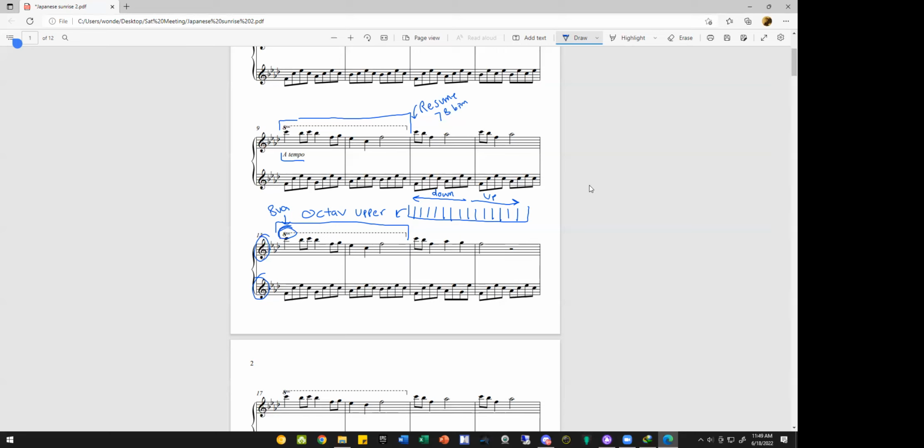And why this particular treble clef for the left hand? Because the left hand is playing on the upper section of the keyboard as well. So they're playing close to each other.